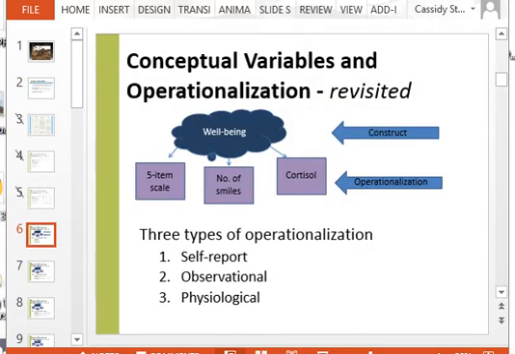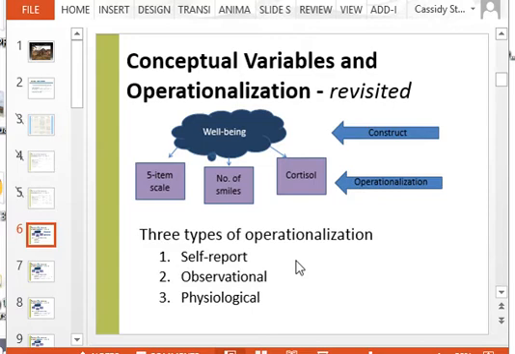Alright, so for a specific construct, say for example well-being here, there are multiple different ways that we could operationalize this construct. If we are trying to measure the well-being of a person, we could give them a 5-item scale, a questionnaire of 5 questions asking them about whether they're depressed or happy and anything in between. So we can ask them a question. That would be self-report. That's one type of operationalization.